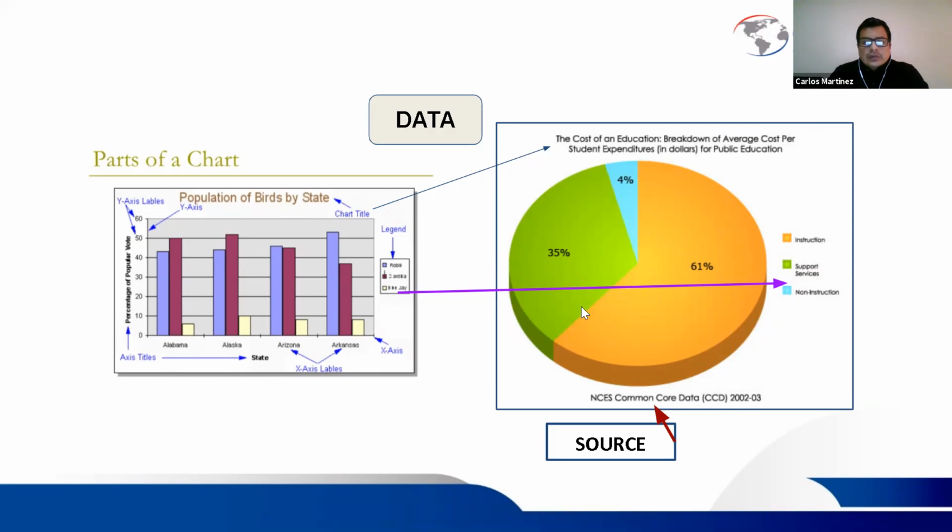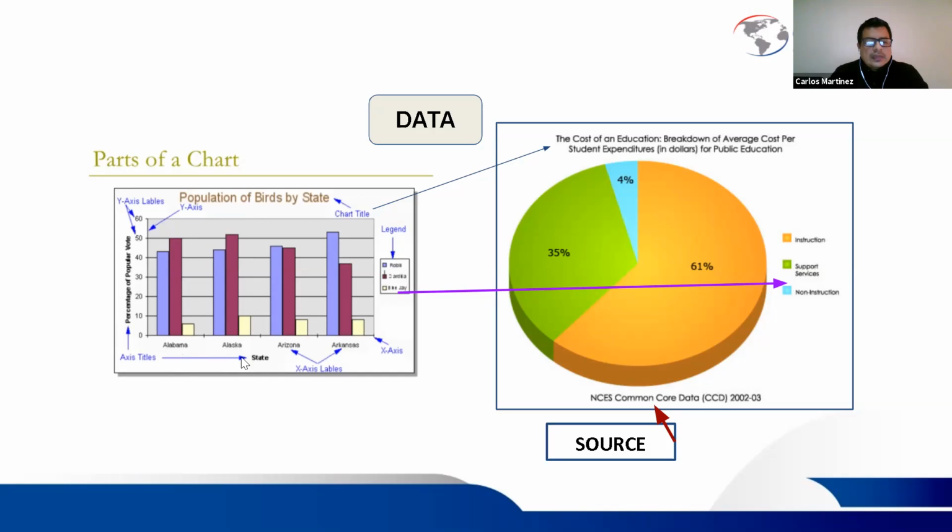Now, pie charts and some other charts don't have axes, but normally these charts do. You have the y-axis, which is the one that goes up and down, and you have the x-axis, which is the one that goes left to right, okay? And then you have the axis titles.